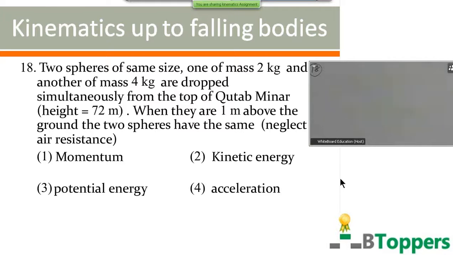Height 72 meters. When they are 1 meter above the ground, the two spheres have the same... four options are given. Within bracket, neglect air resistance. Options: momentum, kinetic energy, potential energy, acceleration.